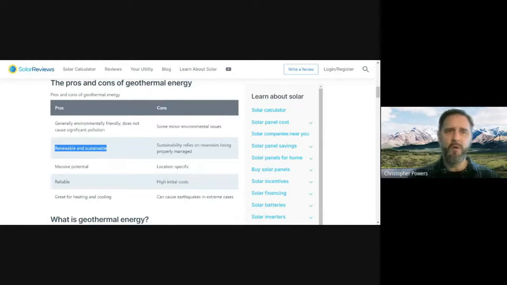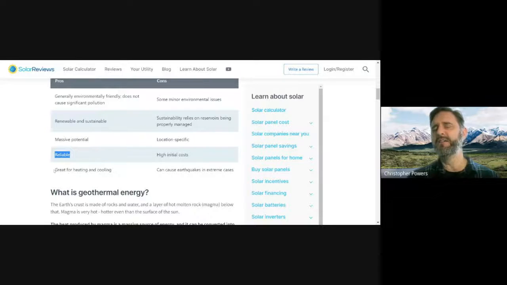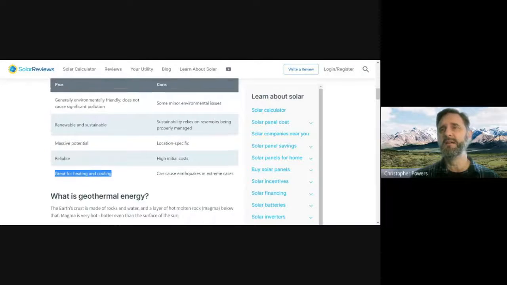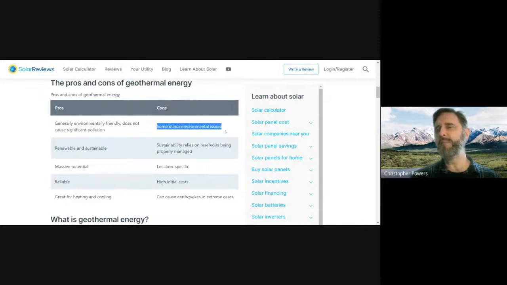This water brought to you by water. It creates hydroelectric power. Massive potential. Massive. Why isn't it massive already? Reliable. Okay. According to other sources, nothing's ever 100% reliable. Great for heating and cooling. Okay. Right. Some minor environmental issues.